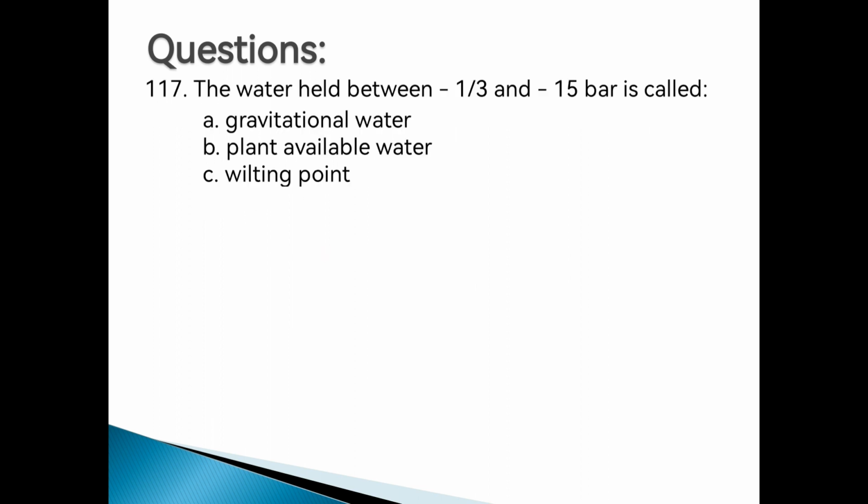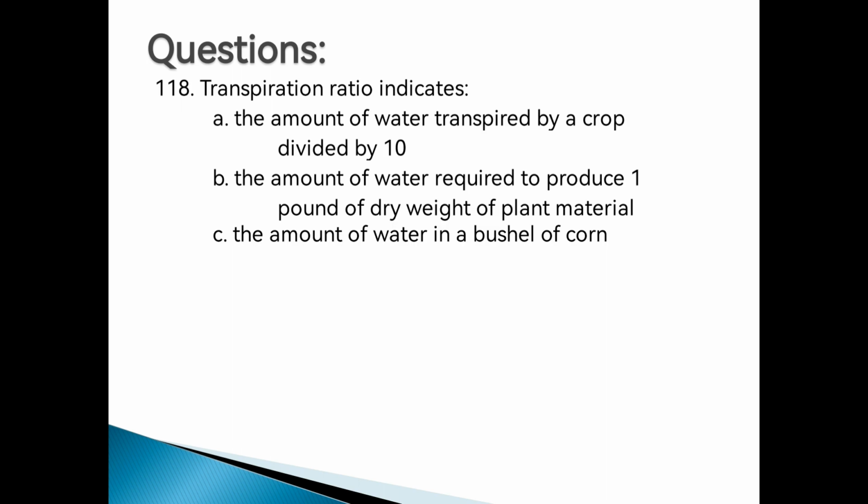Question 117. The water held between minus one-third and minus 15 bar is called A. Gravitational water, B. Plant available water, C. Wilting point. The correct answer is B. Plant available water.